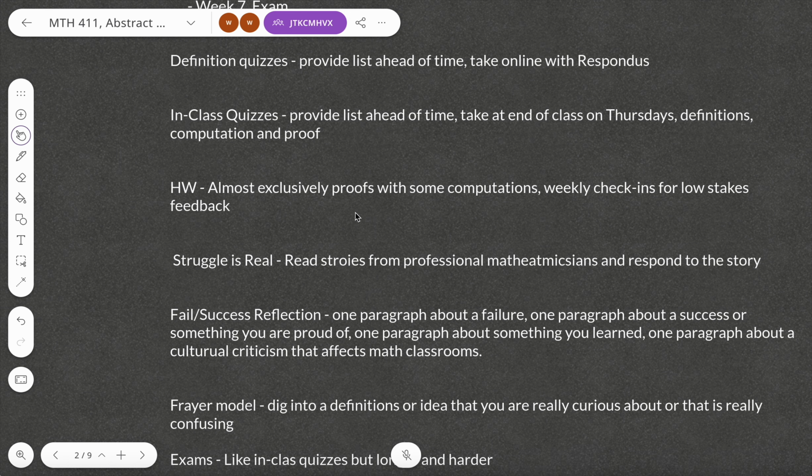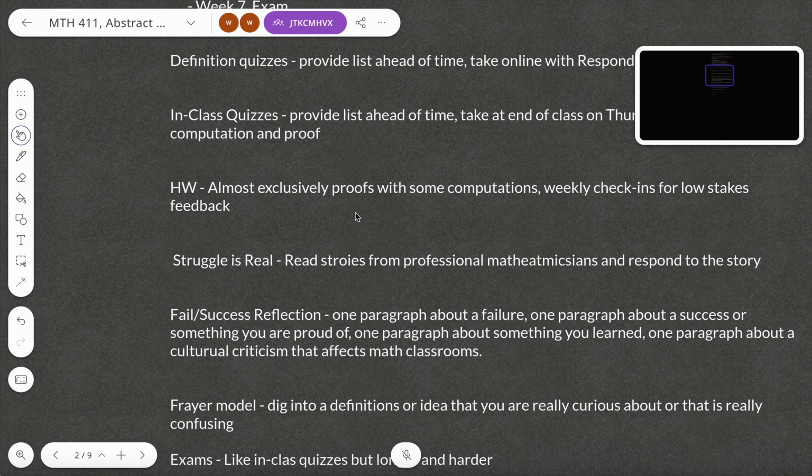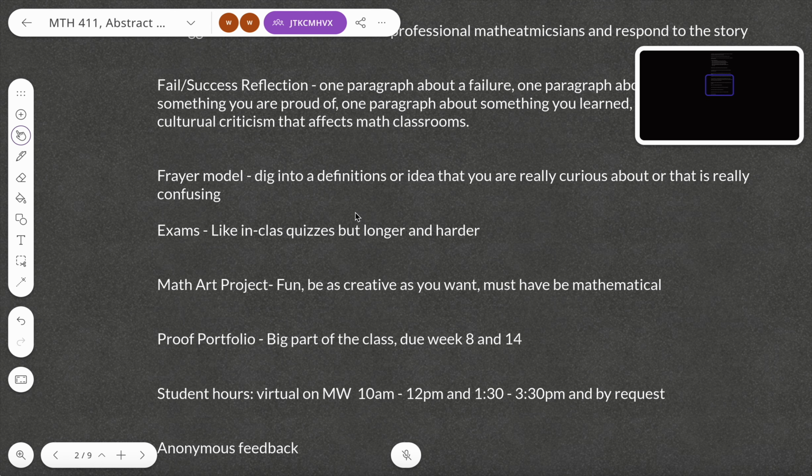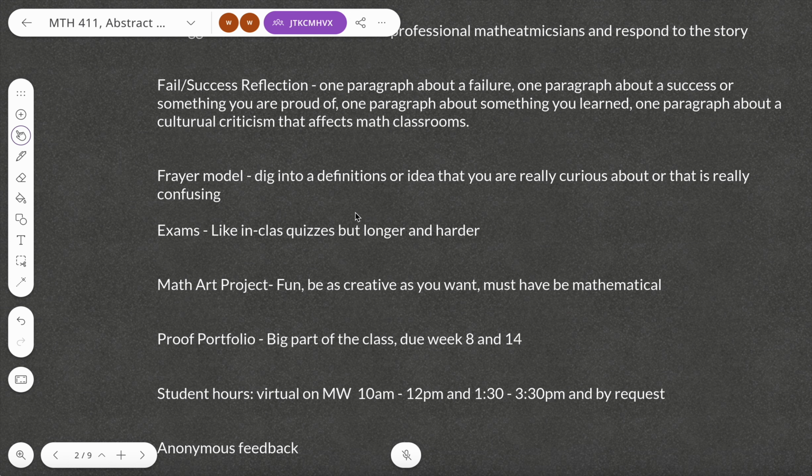Struggle is real. We just talked about that. Fail success reflection. We talked about that. Frayer model. We talked about that. Exams are like the in-class quizzes, but longer and harder. The goal is to have a list of definitions, computations, and proofs for the exam, as long as I can stay ahead of the course.